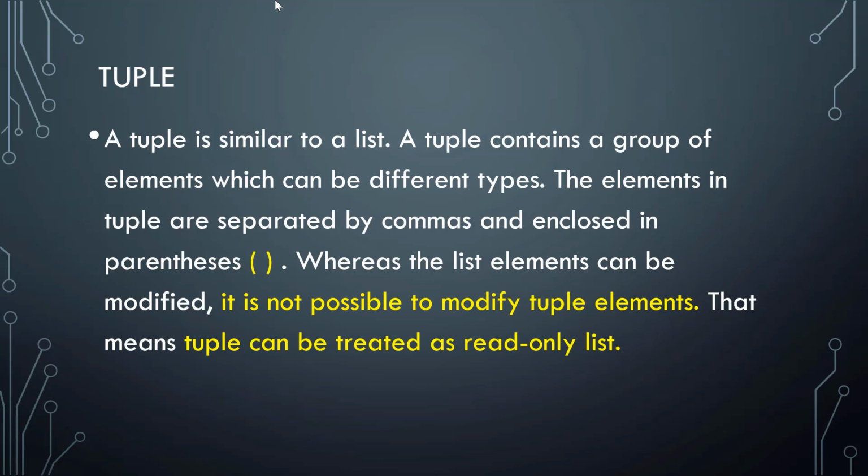We have a separate process for modifying tuple elements, but by default, a tuple is a collection of different types of elements, but it is immutable. Immutable means the elements of a tuple cannot be modified. Simply, what do we say? A tuple can be treated as a read-only list. Read-only list means what? We have a set of elements in a tuple. You can read them, you can print them, you can slice them, but we can't modify them. That is the default behavior of a tuple.